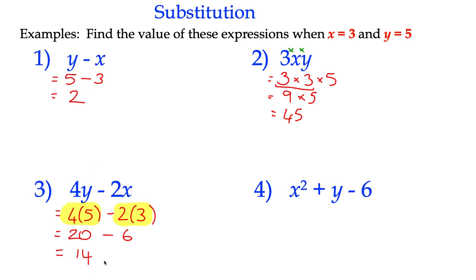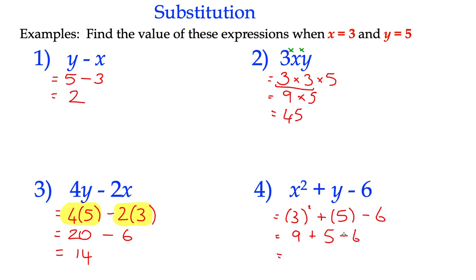There we go. And the last one here, we've got an x squared term: x squared plus y minus 6. If I wanted to put brackets in, I could do x bracket squared plus a bracket minus 6. So that's the shape of it. I've got two numbers to pop in here: x is 3 and y is 5. Now remember the wee squared sign. That's really important to keep. It's not just 3, it's 3 squared, which is 9, plus 5 minus 6.